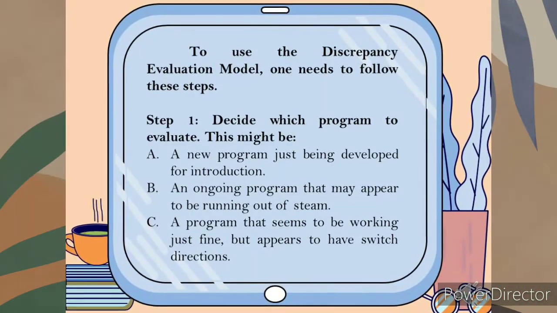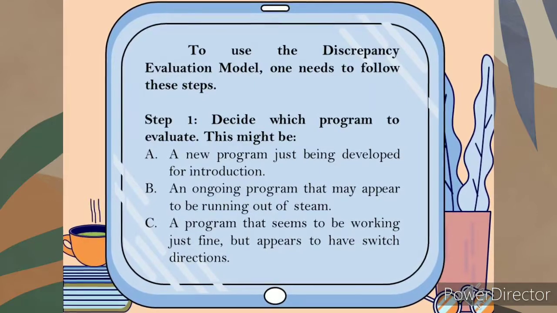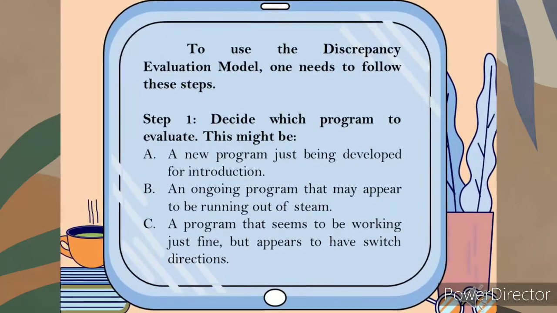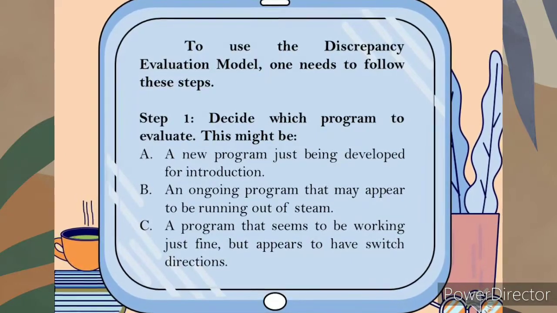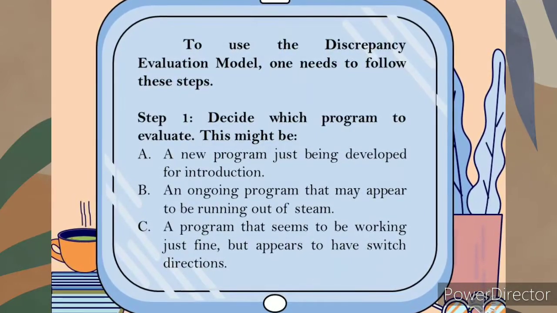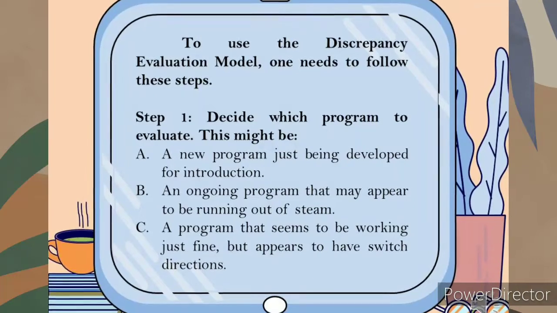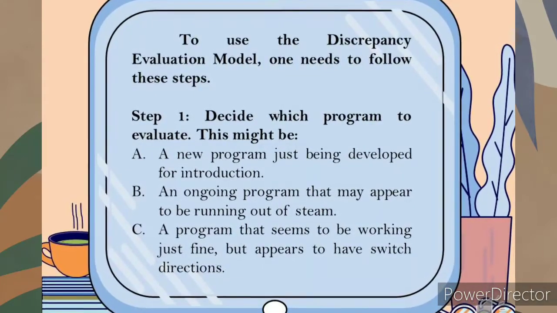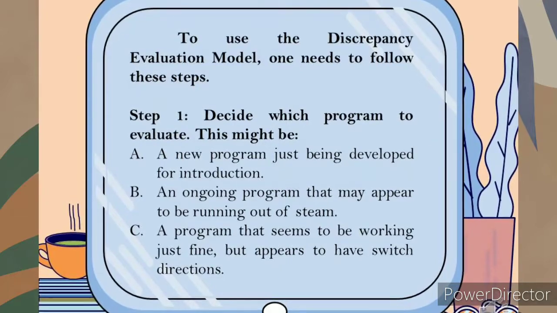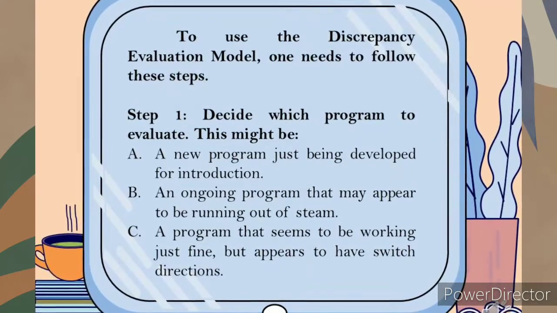To use a discrepancy evaluation model, one needs to follow these steps. Step 1 is to decide which program to evaluate. This might be a new program just being developed for introduction, an ongoing program that may appear to be running out of steam, or a program that seems to be working just fine but appears to have switched directions.